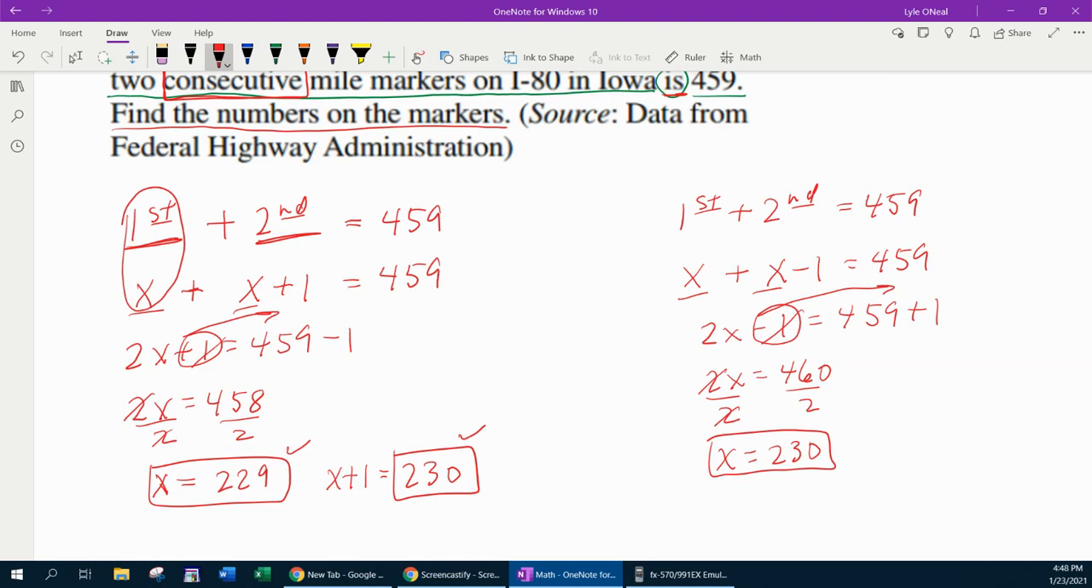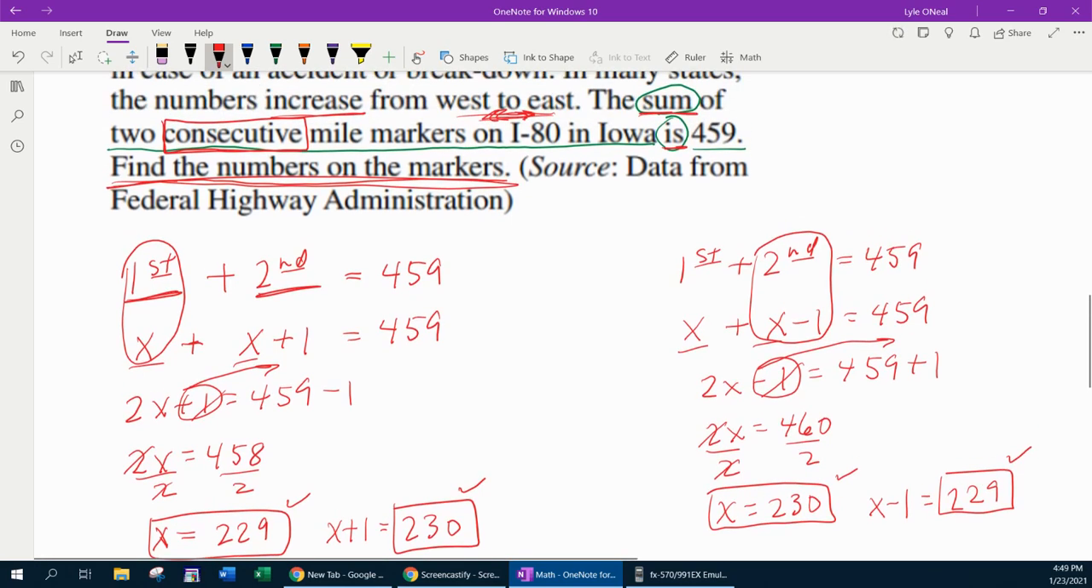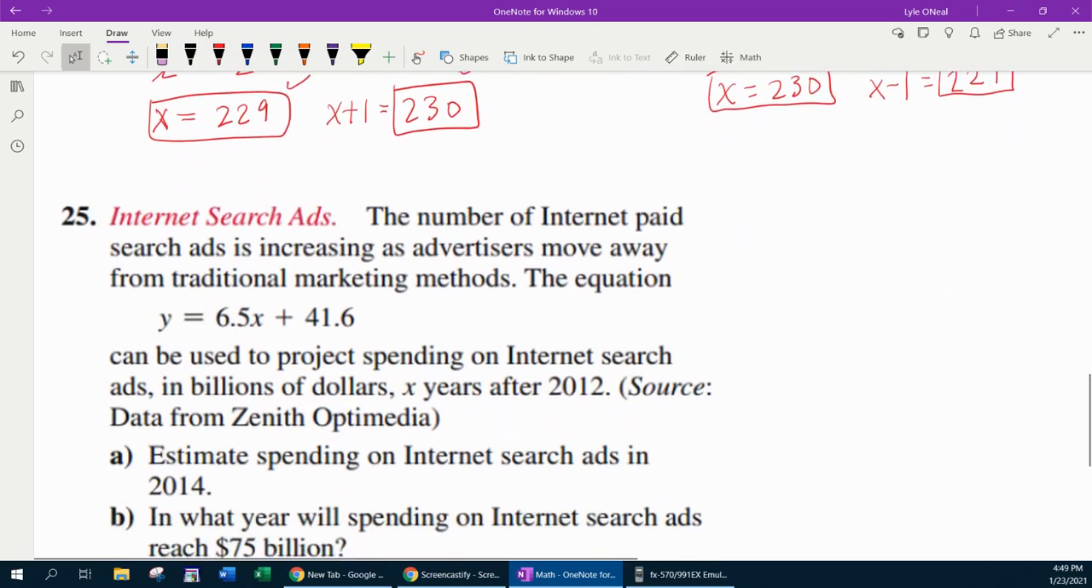But remember, in this problem, the second one was x minus 1. X minus 1 would give us the second. What is 230 minus 1? It is 229. And so setting it up this way, if it says find the numbers on the markers, they would be 230 and 229, which is exactly the same answer we got the other way. How cool is that? It doesn't matter which way you interpret it, you're going to get the right answers. Man, that is awesome. And that's the end of that particular problem.